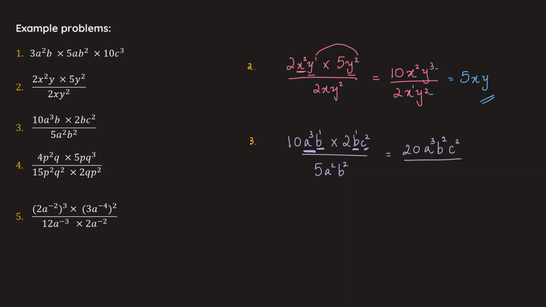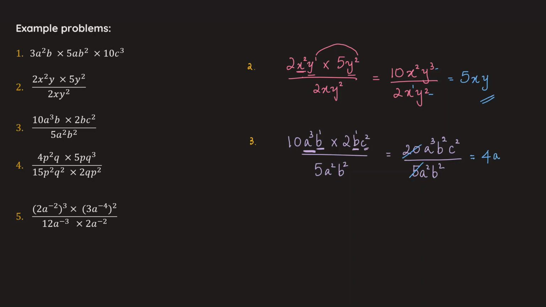Now let's write down the denominator, 5a squared b squared. Now let's divide. 20 divided by 5, that is 4. And now let's come to the a terms. A cubed divided by a squared is the same as saying a to the power 3 minus 2. The powers will subtract. That's just 1. So that's a to the power 1, or just a.